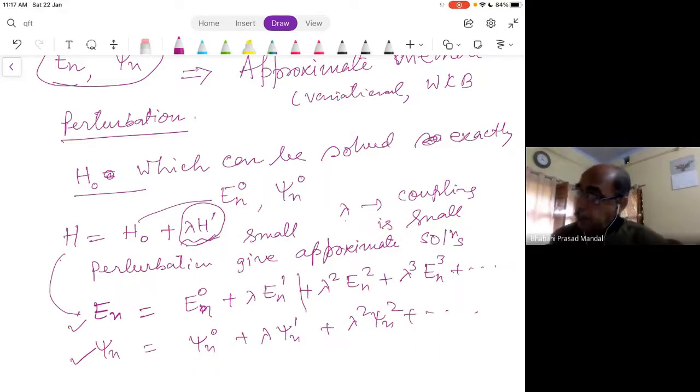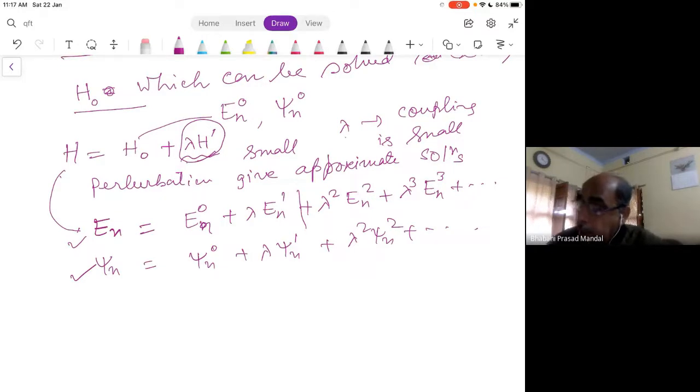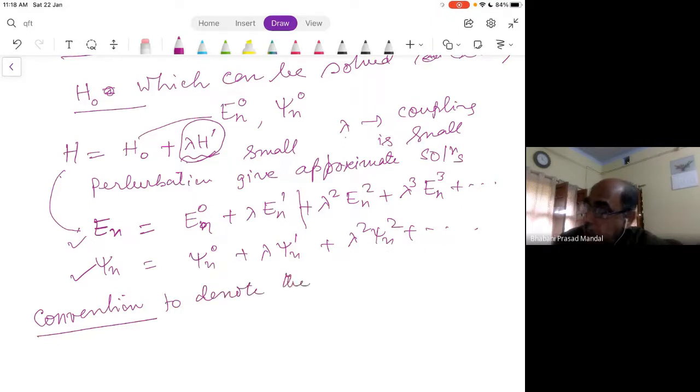Okay, so this method is called perturbation method. And now I'm going to show you how one can calculate things using this technique. But for that, I'll use some convention to denote the state vectors, the wave functions. You are all familiar with the harmonic oscillator. In the case of the harmonic oscillator, wave functions are denoted by the number eigenvalues, this is called Fock space notation, in terms of bracket notation.